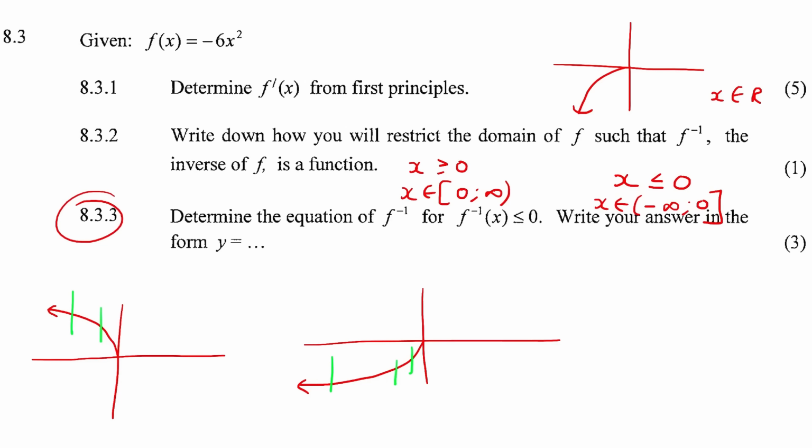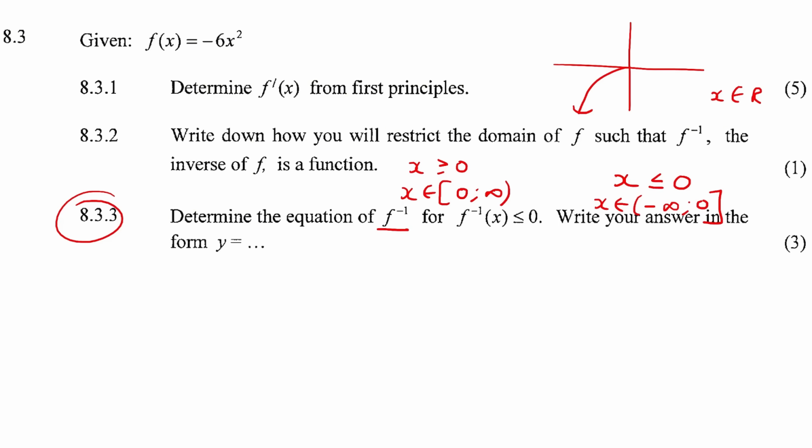Now, this question is for 3 marks. Determine the equation of the inverse for x smaller than or equal to 0. Okay, so this part will only come in towards the end, but for now, let's just go find the inverse. So with inverses, the first step, we're just going to write it as y equals minus 6x squared. First step, switch x and y around, then get the y alone again.